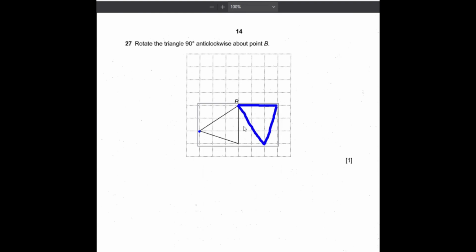Question number 14 is the last question. They say rotate the triangle 90 degrees anti-clockwise about B. When we say anti-clockwise, that means we're going in the opposite direction of the clockwise. So this way. Now this is B. What you need to do is take this line and move it 90 degrees, till it goes around to here. And it's better to do this using tracing paper, the type of paper which helps you to do the rotations. And that's all.